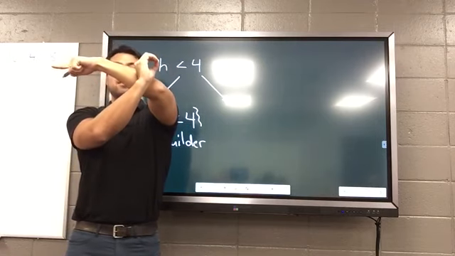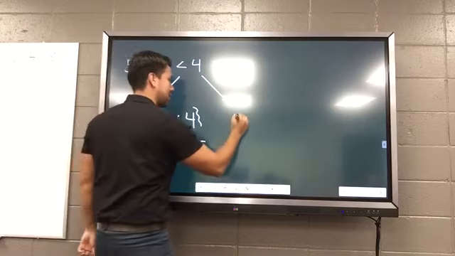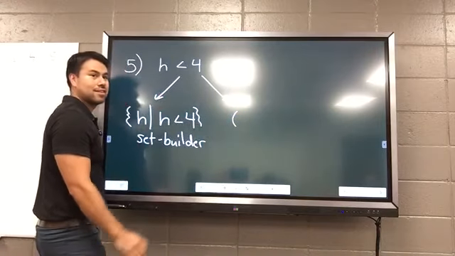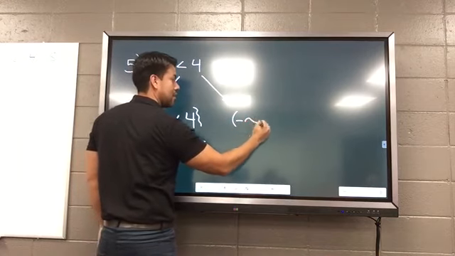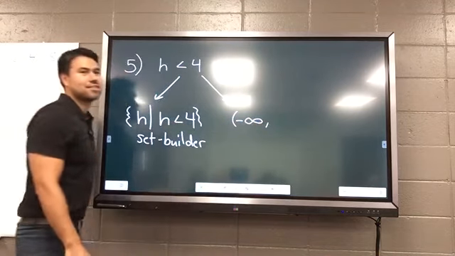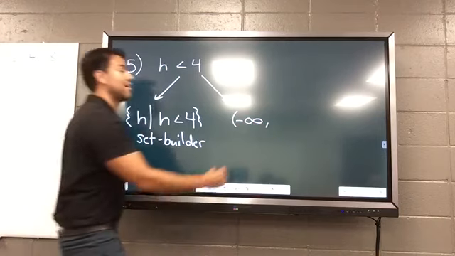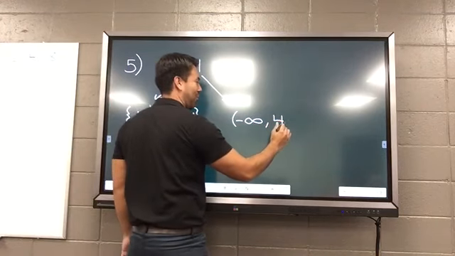Okay. So, a parenthesis. All right. Okay. And then it's going to the left, so it's negative infinity, comma, and then 4. No, wait. Yeah, 4 plus. Right?